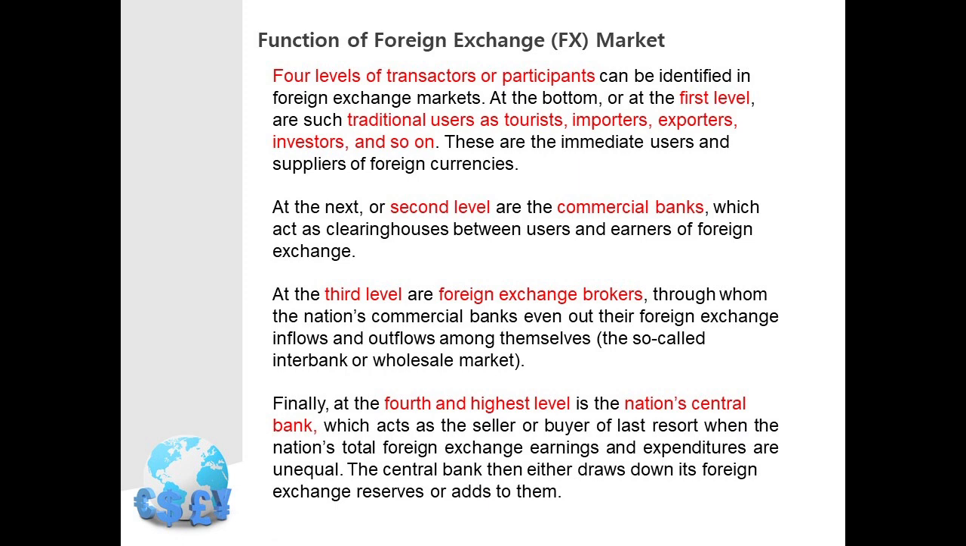Finally, at the fourth and highest level, is the nation's central bank, which acts as the seller or buyer of last resort when the nation's total foreign exchange earnings and expenditures are unequal. The central bank then either draws down its foreign exchange reserves or adds to them.